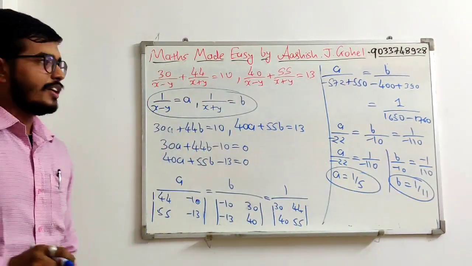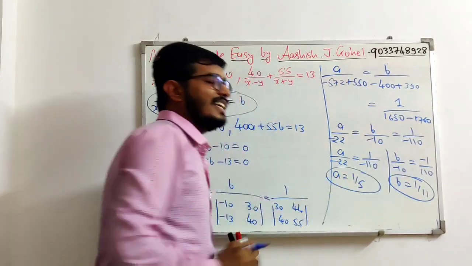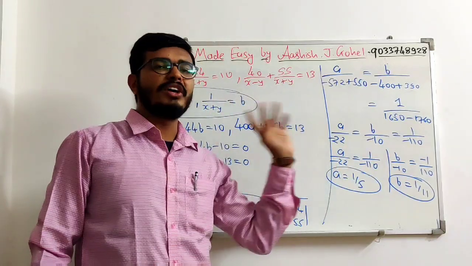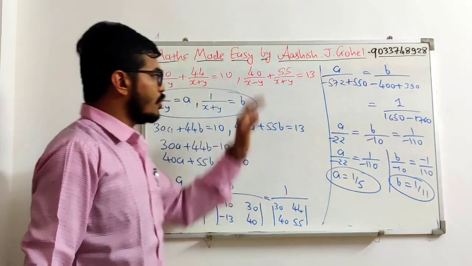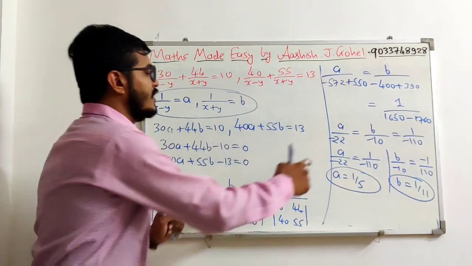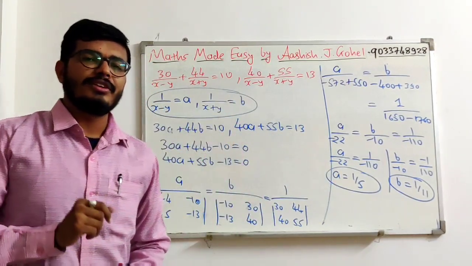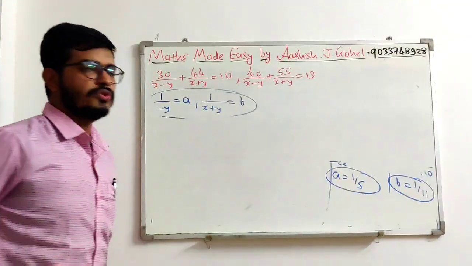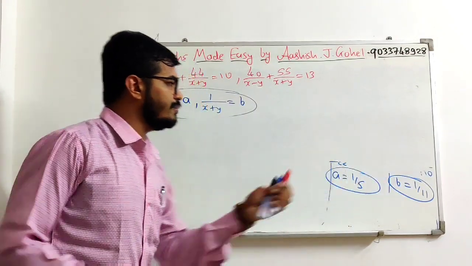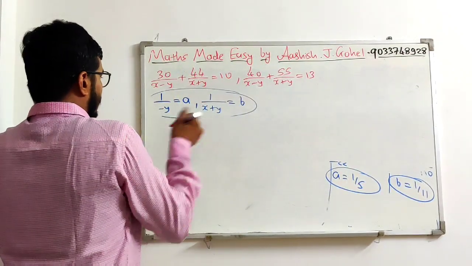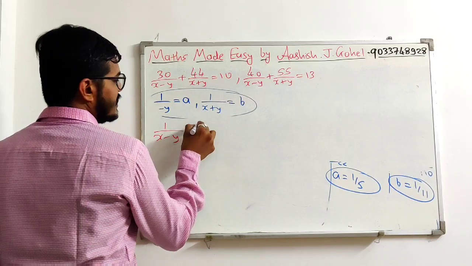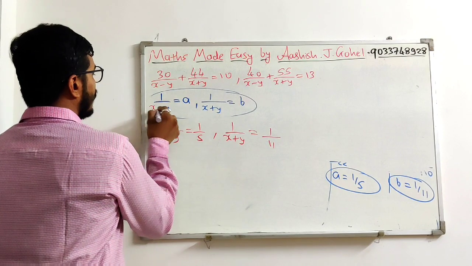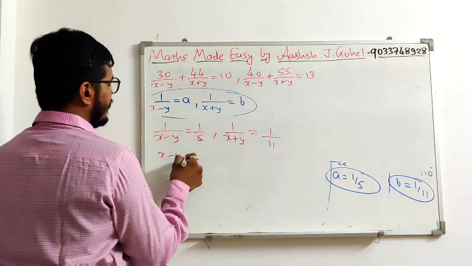But yes friends, still we have not got the final answer because we want the answer in terms of x and y. Here we got the answer of a and b. So note down this first and then we will solve for x and y. a is 1 upon 5, b is 1 upon 11. If I put it over here, then 1 upon x minus y is equal to 1 upon 5, 1 upon x plus y is equal to 1 upon 11. Okay, so x minus y will be 5, x plus y will be 11.